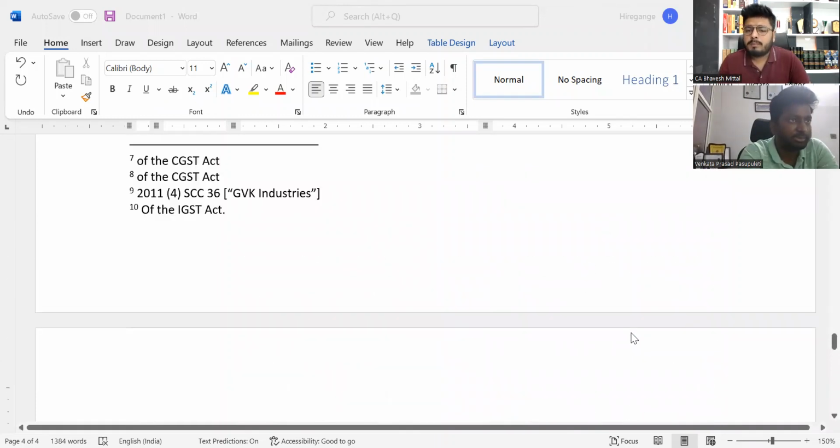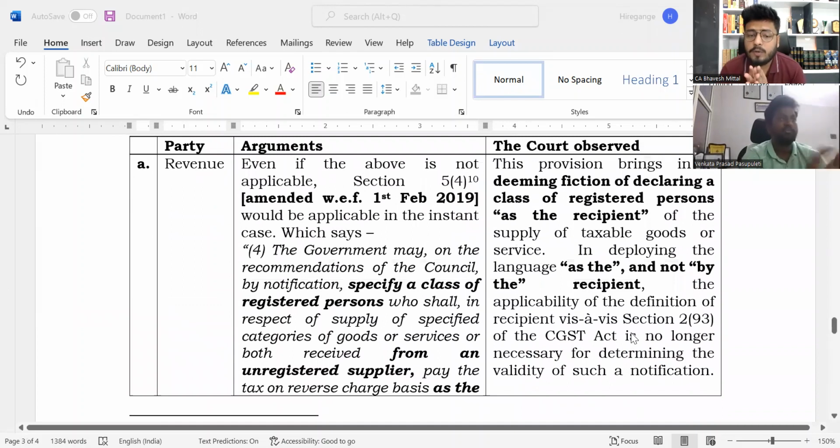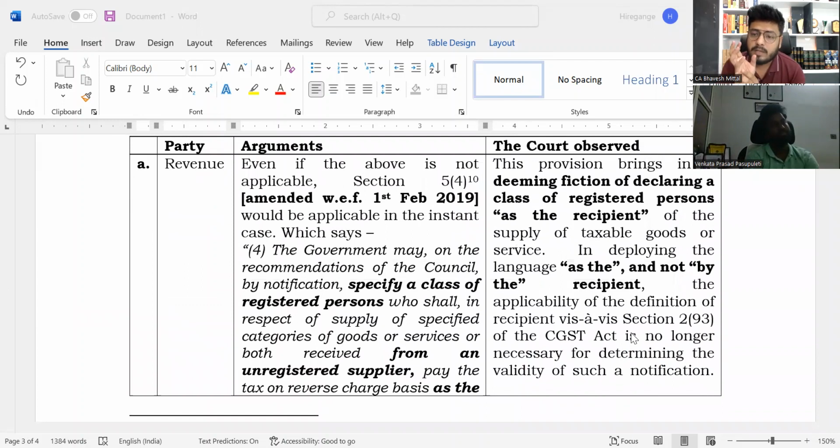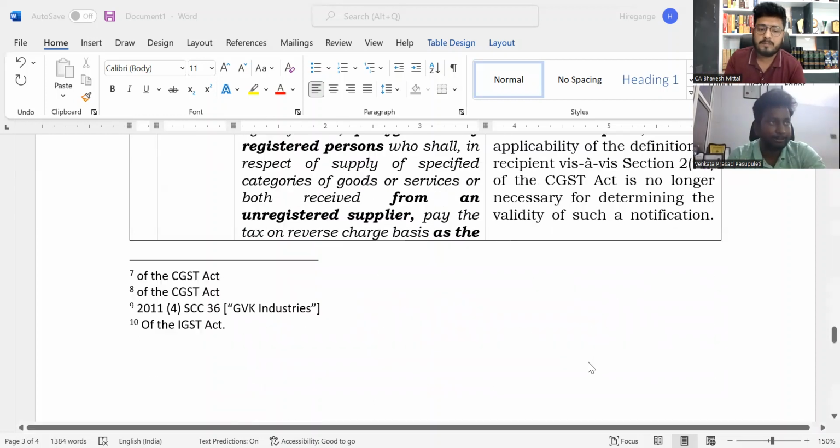So basically, the argument of the Revenue's Counsel was that Section 5(3), although it may not be applicable, assuming but not admitting, Section 5(4) is certainly empowering. Sir, you may remember Section 5(4) was introduced to curb those cases wherein RCM was made applicable from an unregistered supplier to a registered person. How beautifully this was put before the Honourable Court, and this argument was very well accepted. This was the major tool of the Revenue's Counsel.